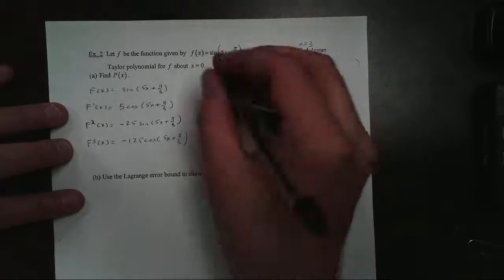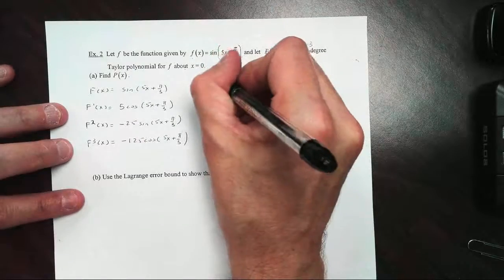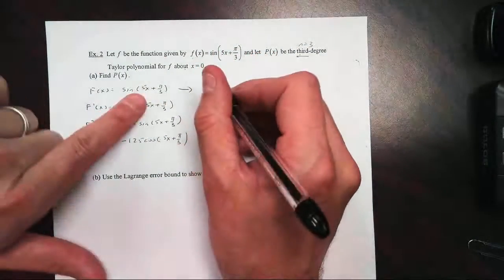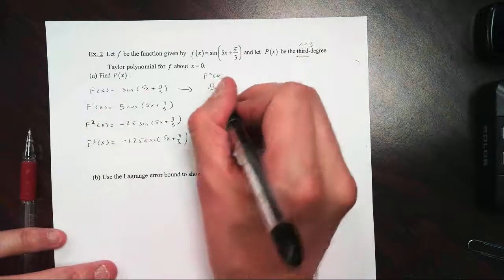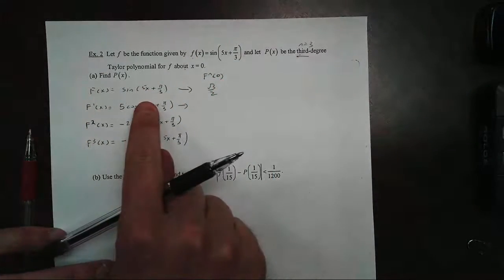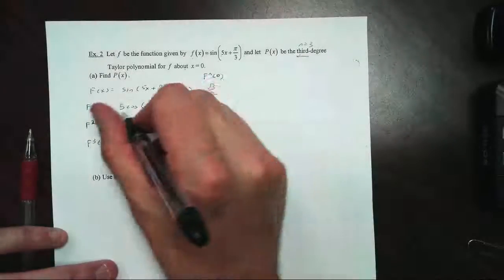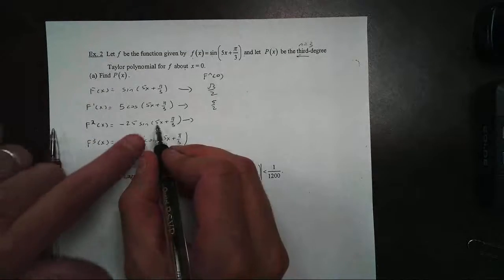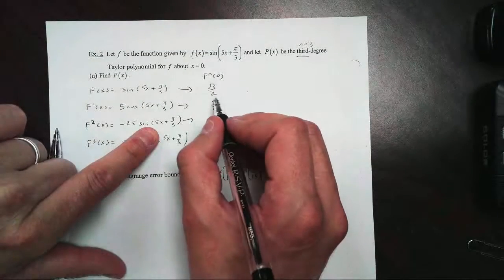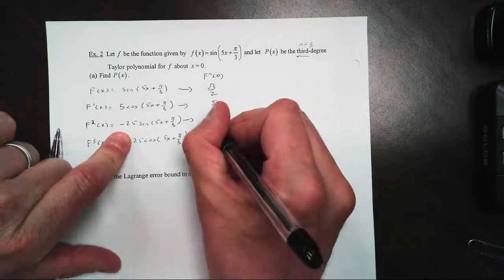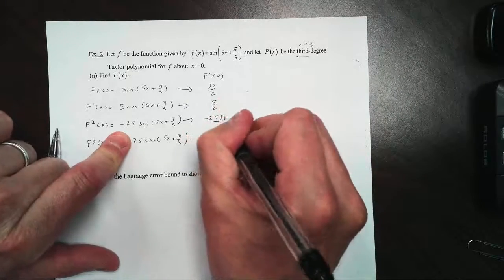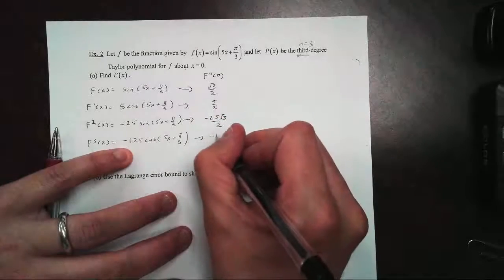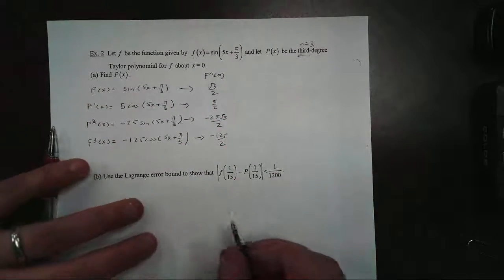Now, to get my polynomial, we have to find the value of each derivative at 0. First one's pretty easy. It's just the sine of pi over 3, which is root 3 over 2. Cosine of pi over 3 is 1/2, but I'm multiplying it by the 5, so I get 5 halves. Here, we're going to get negative root 3 over 2, but we'll multiply it by negative 25, so negative 25 root 3 over 2. And the last one, we're going to get 1/2 again, but negative 125 over 2.